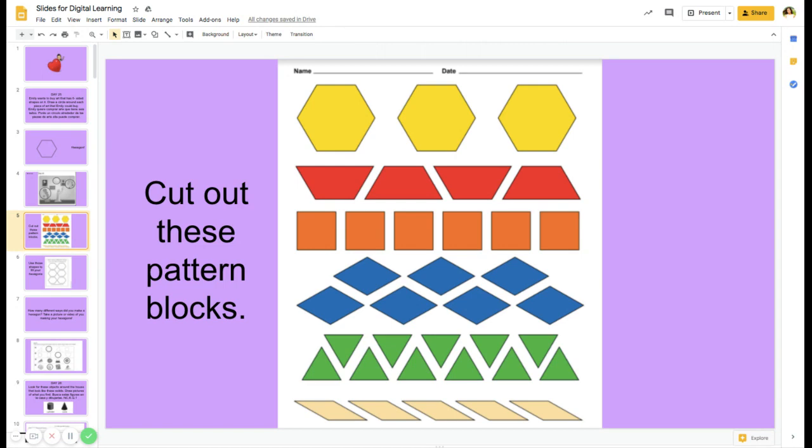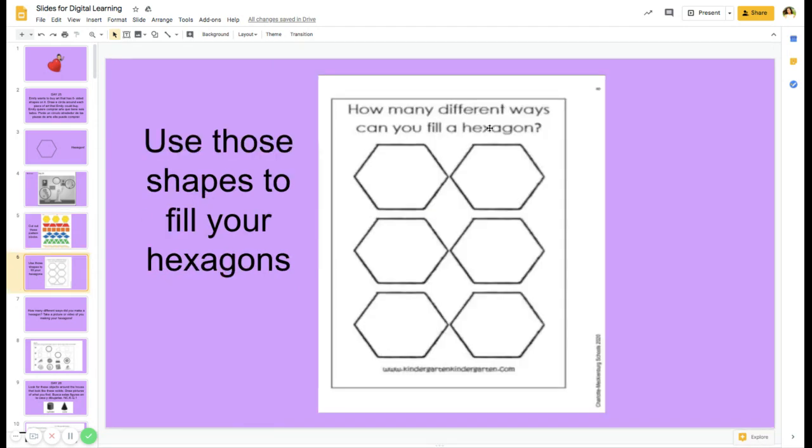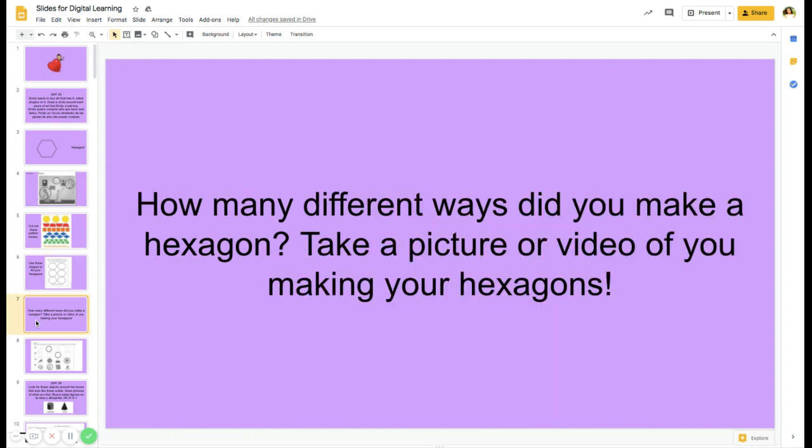Lo que van a hacer es van a cortar estas formas. Si no lo tienen, lo pueden dibujar, pueden ir a la escuela para recoger estos paquetes, lo pueden copiar si tienes una copiadora en la casa, y cuando cortan estas formas, lo van a poner aquí encima a ver cuántas diferentes maneras pueden hacer esta forma. Cuando terminas, van a sacar una foto, un video de tú haciendo esto y mándalo a tu maestra, ¿ok? Para que ella sabe que lo hiciste.